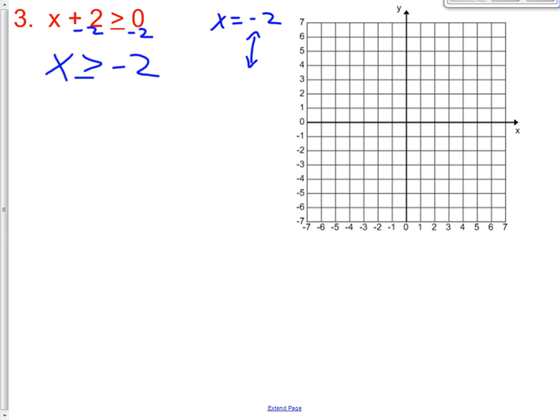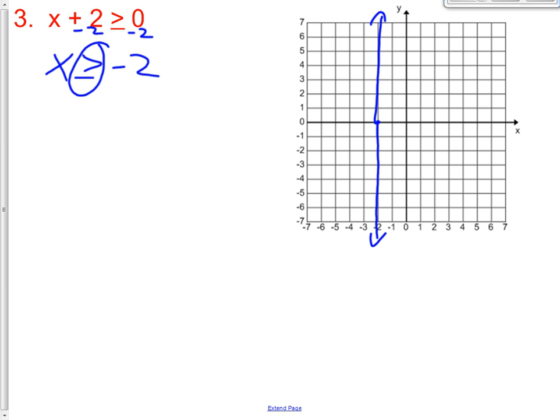So we're going to do the exact same thing. If it's greater than or equal to, it's going to be a vertical line at negative 2. So here's negative 2 right there. Let's draw a vertical line. Now let's be careful. Are we going to use a dotted line or a solid line at negative 2? Because it is greater than or equal to, we're going to use a solid line. So draw a solid line that is vertical at negative 2. So there we have it.